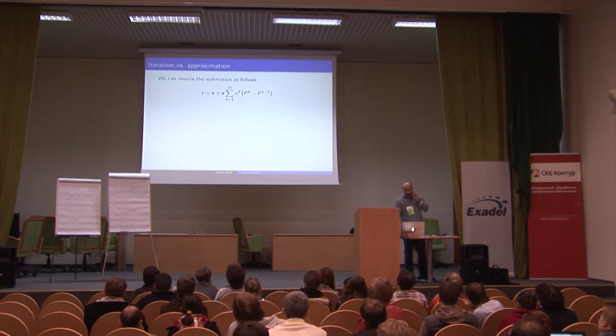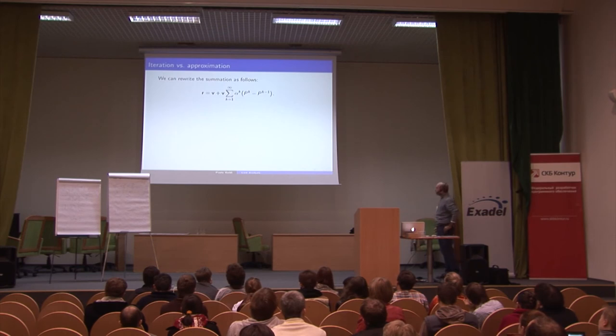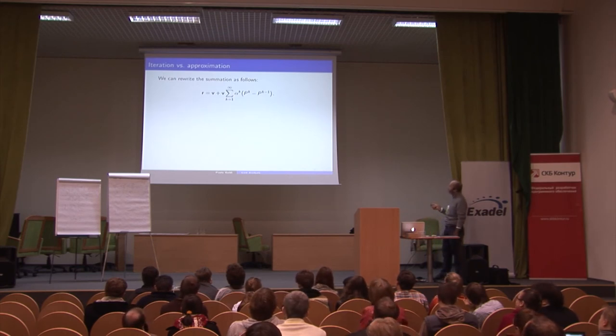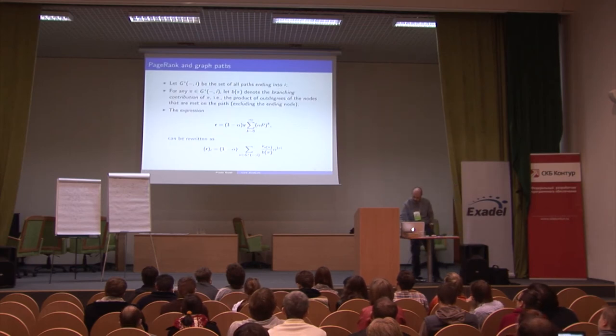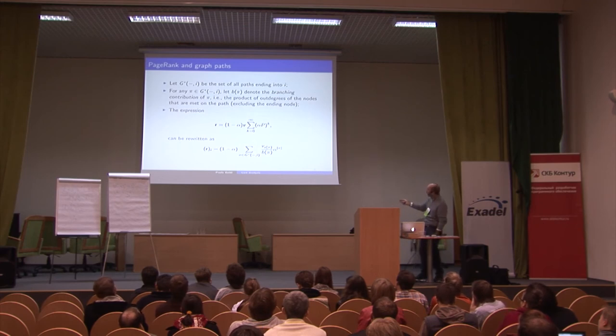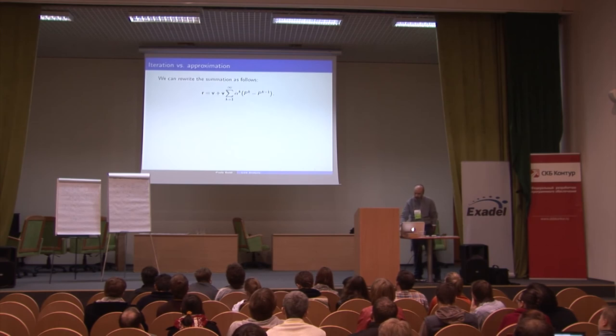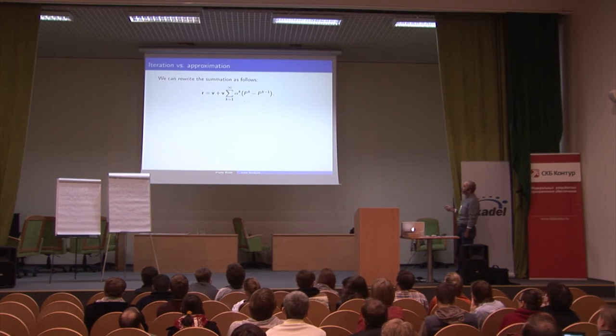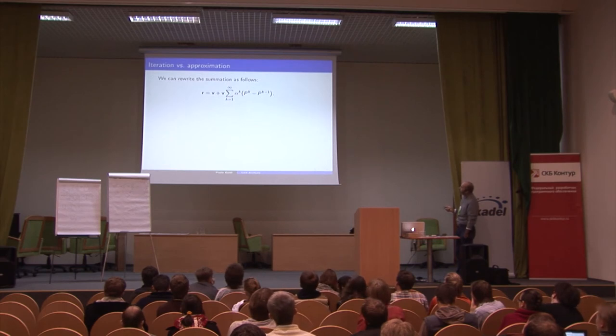Now, let me rewrite the PageRank equation in the following way. So you should remember the original equation. Let me get back to it. So I'm starting from this one. Now, if you rewrite it appropriately, you get this one. And this is nice because it shows that R is actually a series. This actually shows R as a Maclaurin series around alpha.